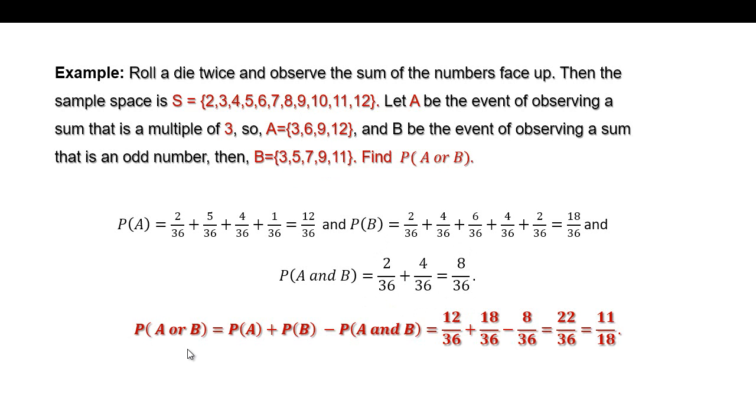So the probability of A or B is the probability of A plus the probability of B minus the probability of A and B, which is 12 over 36 plus 18 over 36 minus 8 over 36, which is 11 over 18. I must say that this is not the only way we can do this problem, but I'm doing it this way to show how we can apply the probability rule for A or B.